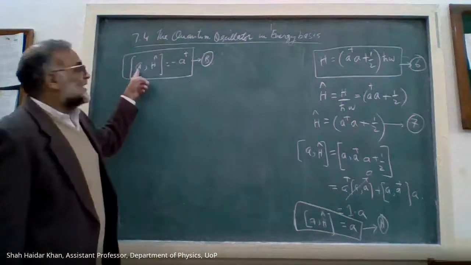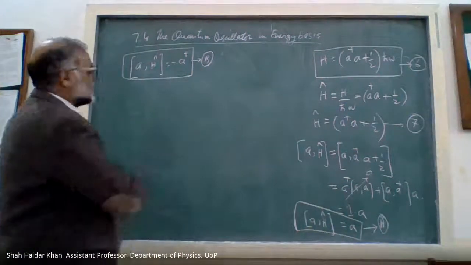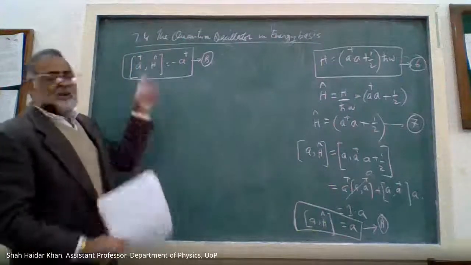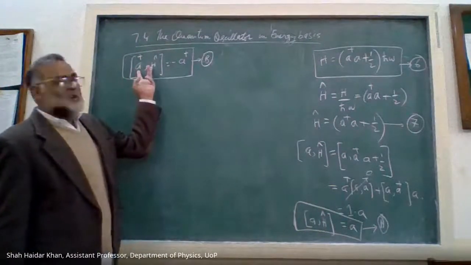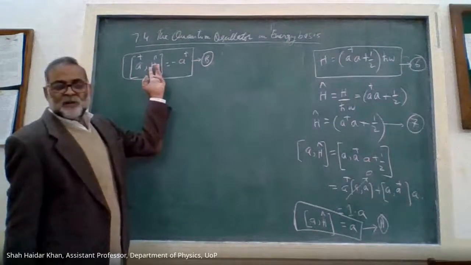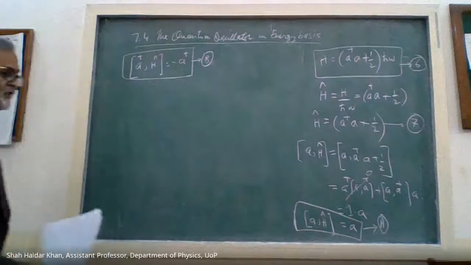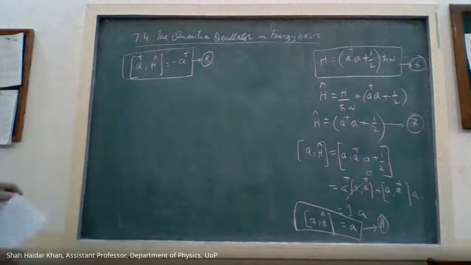Here, the commutator of A dagger, sorry, this is A dagger, the commutator of A dagger with H, the Hamiltonian, is equal to minus A dagger. We should remember this.